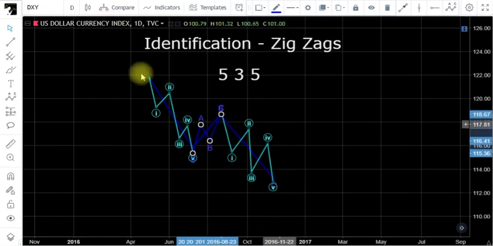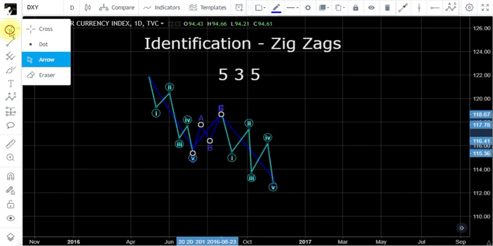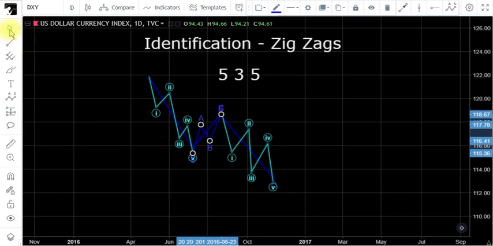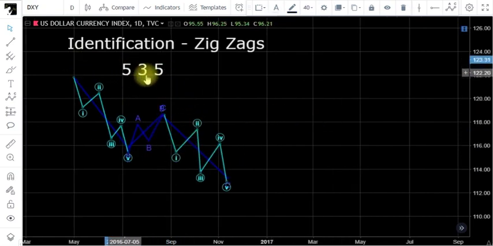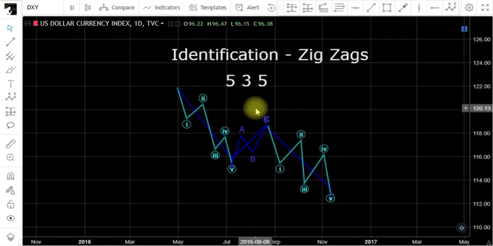So this is the fractal nature of waves, of charts. And as we know, each of these could be broken down and broken down and broken down, so we can go on almost to infinitum. So our zigzag has 5, 3, 5: 5 waves there, 3 waves there as a connector, and then 5 waves down. That's what it looks like.